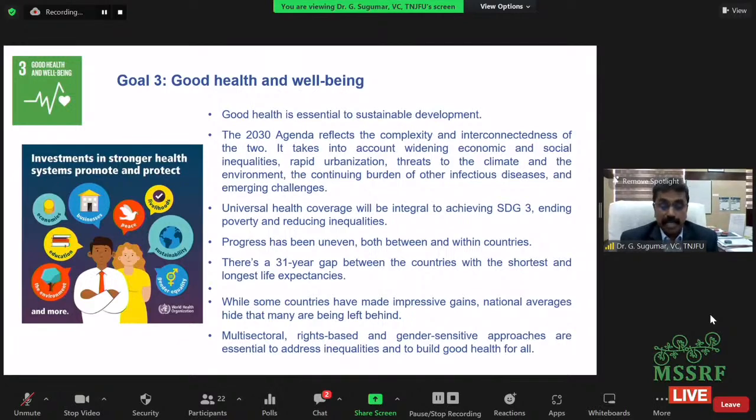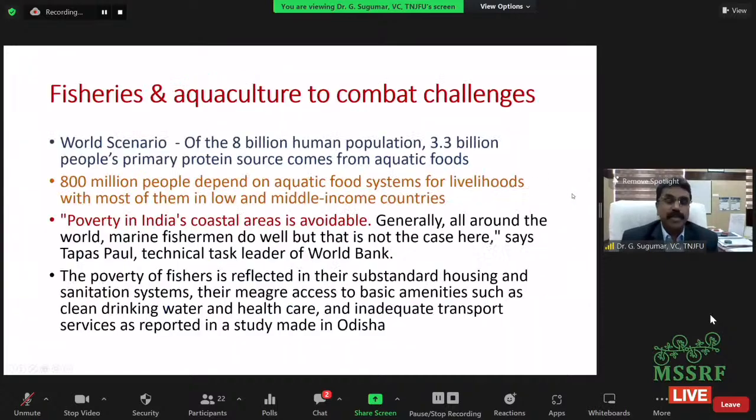So it is a great principle in planning, and to overcome these perils of hunger and poverty, we need to really think about ways and means. I would rather suggest that fisheries and aquaculture can be very handy, because in the world scenario, out of the 8 billion human population, 3.3 billion people's primary protein source comes from aquatic foods. We know aquatic foods are very rich foods, and they are not getting the due credit. I just have a slide to discuss.